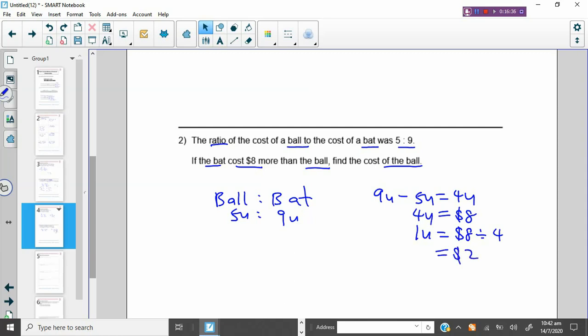Right? And again, the purpose of using ratio to solve the problem is to find what is 1 unit. Same as model drawing. So once you can find 1 unit, you can find the cost of the ball because the ball has 5 units. So 5 units will be 5 times $2, and that's how you get $10. So the cost of the ball is $10. Okay, let's go on to the next one.